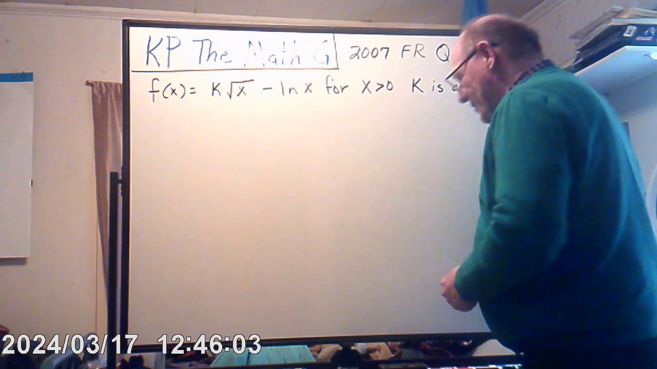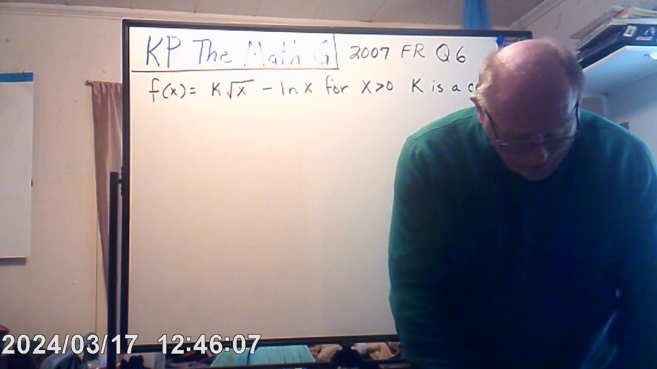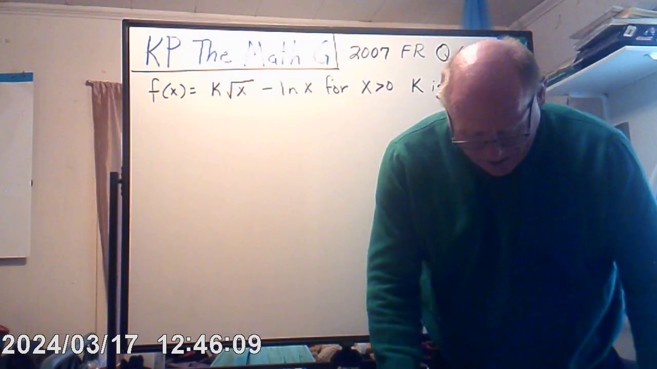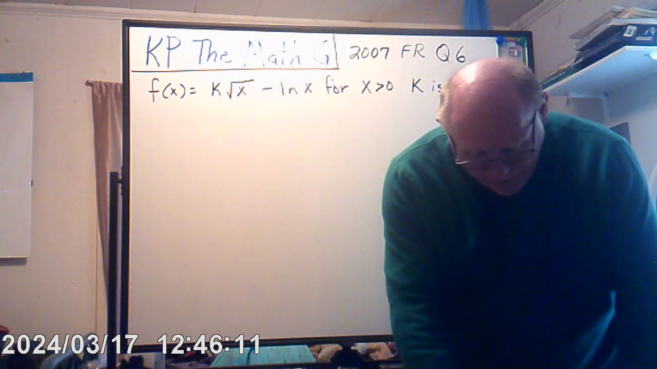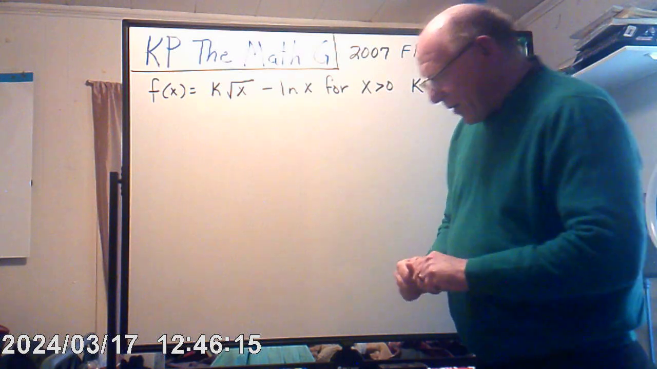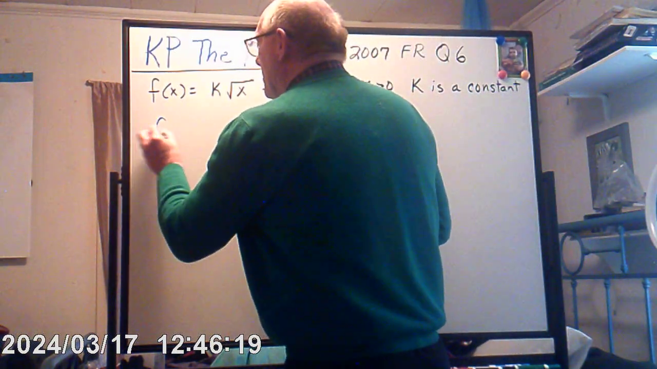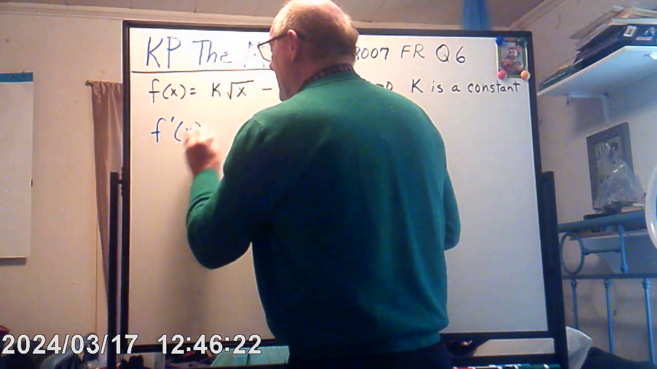k is a constant here, and so the first part of question A is: find f prime and f double prime at x. So that's two parts, so we're going to look at both of them. So let's see if this blue will write good. f prime of x.